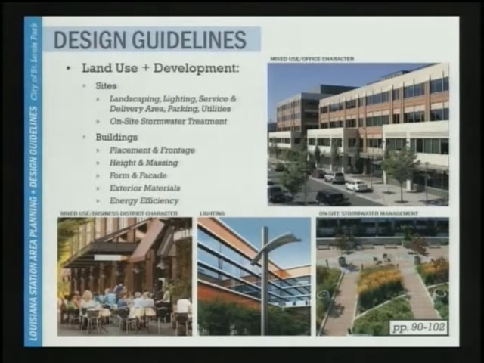We also touched on land use and development, particularly broke it into the site components as well as the buildings. And that included everything from landscaping, lighting, service, and delivery areas, all the way to parking and utility components, as well as on-site stormwater treatment. The buildings, we really focused on, how is the building situated on a site or adjacent to the street? What's the intended height and the massing of it? How is it broken up? It's not just one large wall. There should be articulation of the building facade. What are some of the materials of that, and also some of the energy efficiency pieces, if there's passive solar heating components, if there's additional green roof opportunities to aid in stormwater treatment.